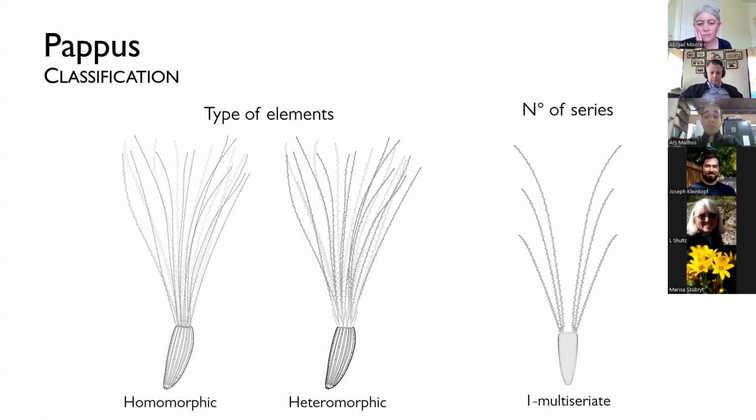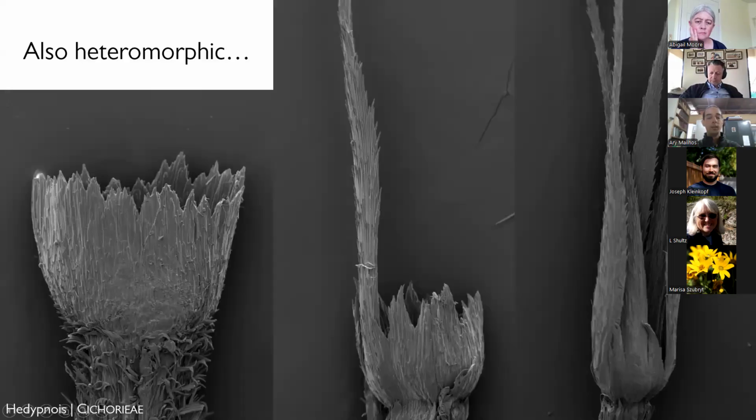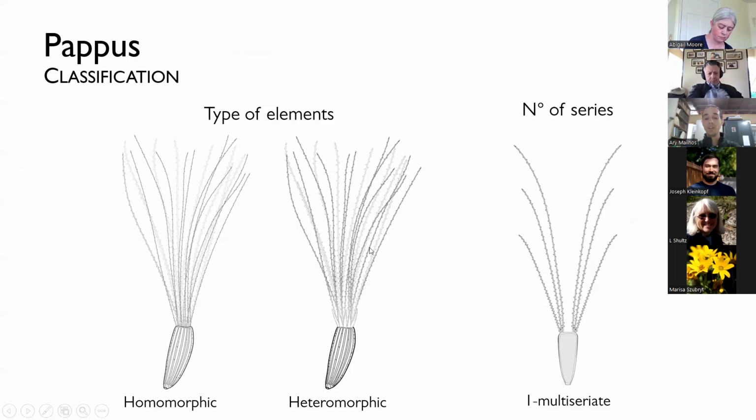Also, we can classify the Pappus according to the number of series in which these elements are arranged, right? From one series to multi-series, the number can vary greatly. Something to bear in mind: when we say that a Pappus is heteromorphic, we have to specify if we are referring to a single floret or we are saying heteromorphic within the capitulum, right? In this previous example, it is heteromorphic in a single floret. A single floret has two distinct types of Pappus elements.